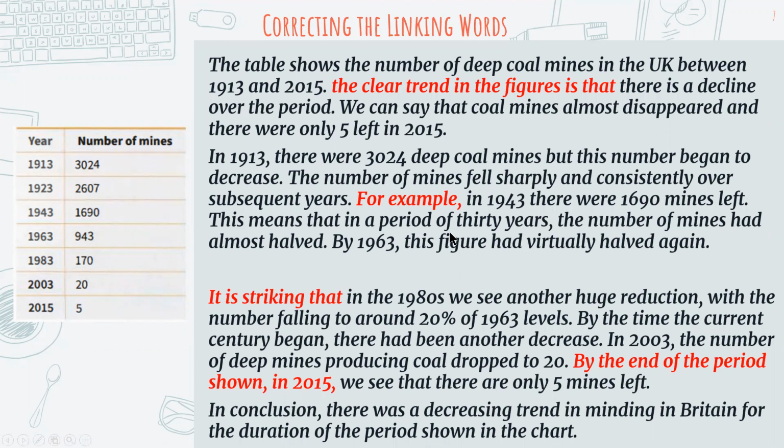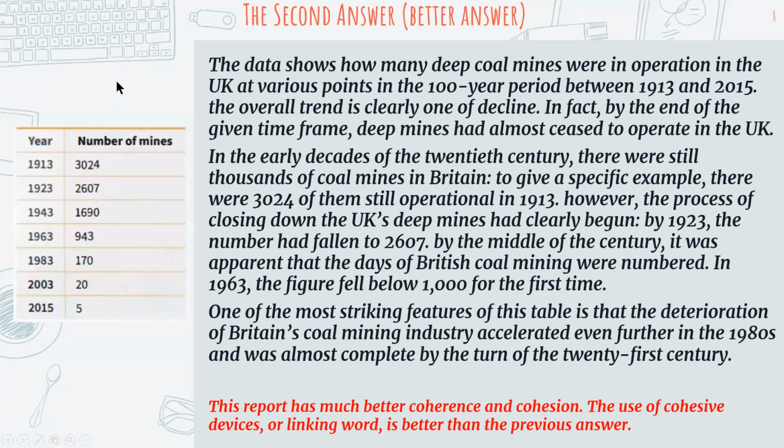Okay, so this is an improved version of the report using cohesive devices. This is a second answer for the same table. Of course, obviously, it's a better answer. The data shows how many deep coal mines were in operation. Note the language used here: in the UK, at various points in the 100-year period, this is a compound adjective, between 1913 and 2015. The overall trend is clearly one of decline. So the language is much better than the previous one. We're going to talk about this expression in a minute.